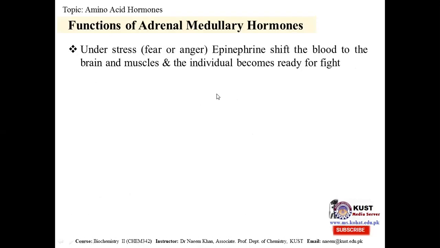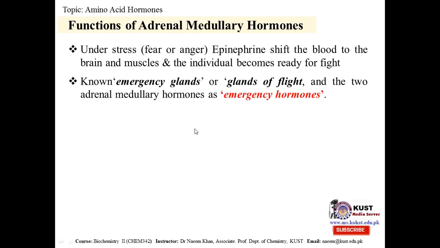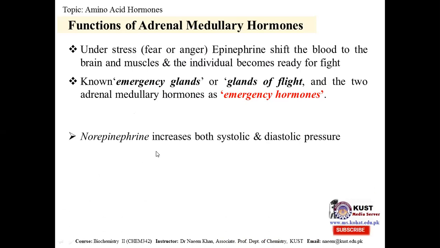Under stress, that is in fear and anger, epinephrine shifts the blood to the brain and muscle, and the individual becomes ready to fight. This is another important function of epinephrine. So it is also known as the emergency gland, because it is required in emergencies of fear and anger. This is the emergency gland or gland of fight. The two hormones are therefore emergency hormones. Because of this function, these hormones are required at the time of anger and fear, so they are also called emergency hormones.